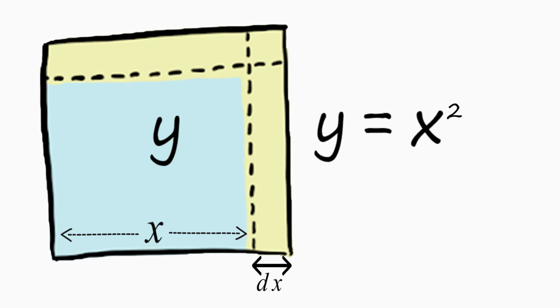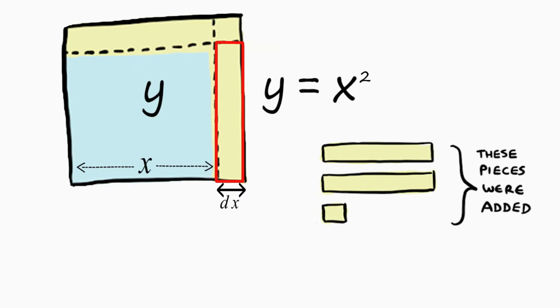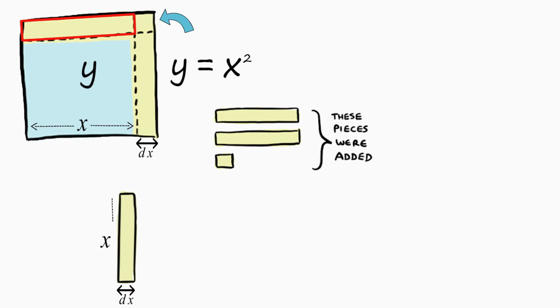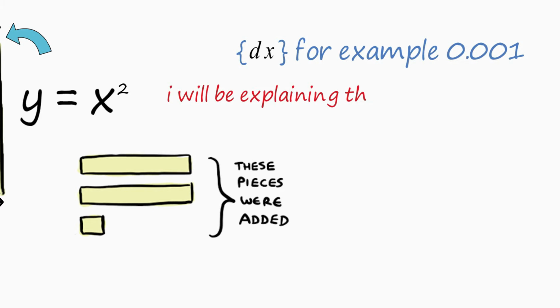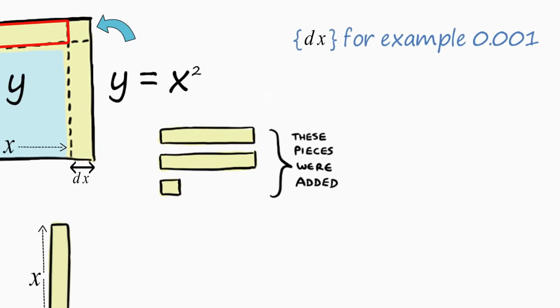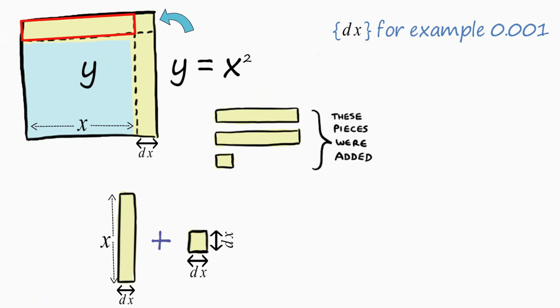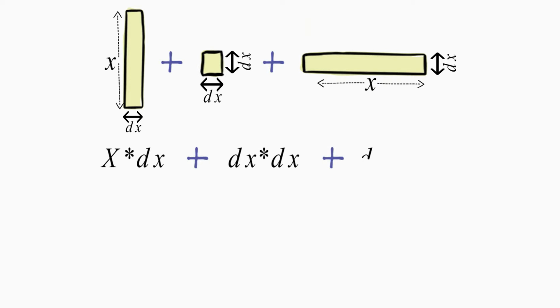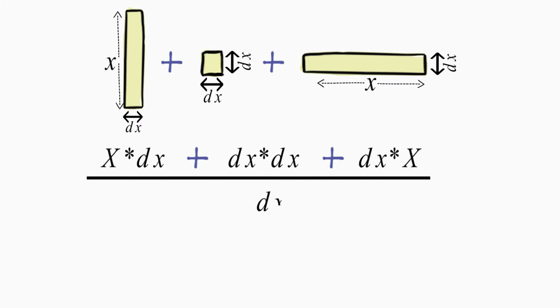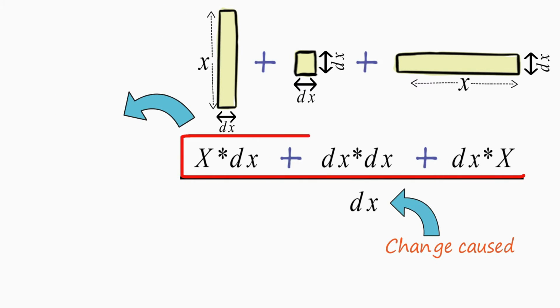So now the total change in area would be the sum of these two pieces and a tiny square. The area of the first piece is dx times x. Once again, d is nothing but a way to represent a very tiny change in x, which is meant to approach 0. The area of the second piece is dx times dx, and the area of the third piece is x times dx. So here we have to find the ratio between the change occurred and the change caused. And that's why we divide the entire thing by dx.